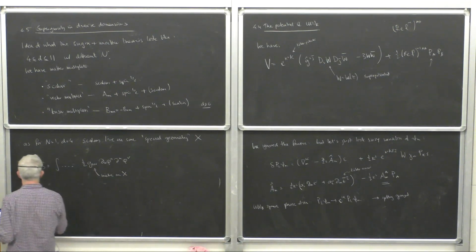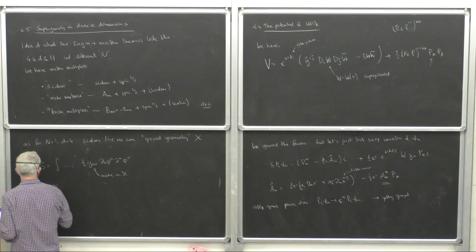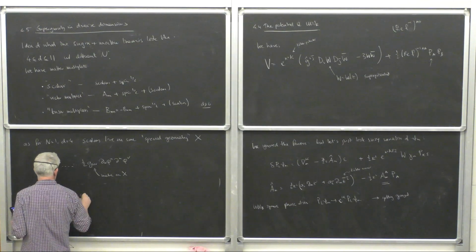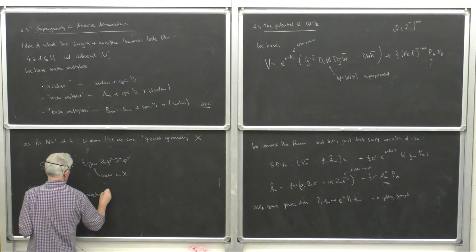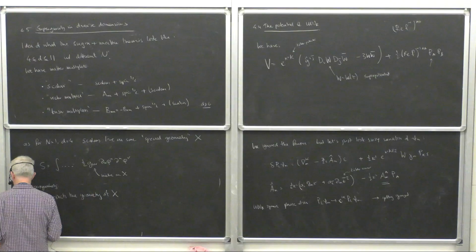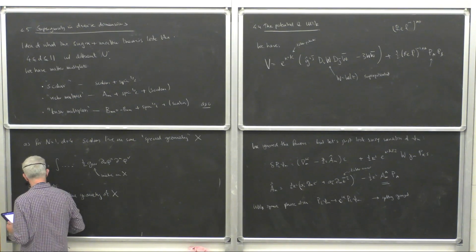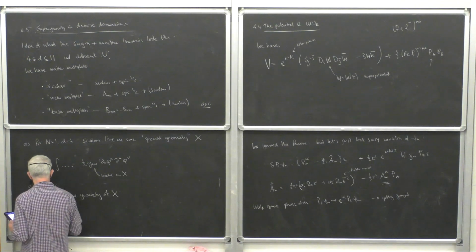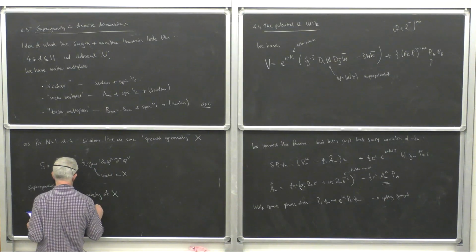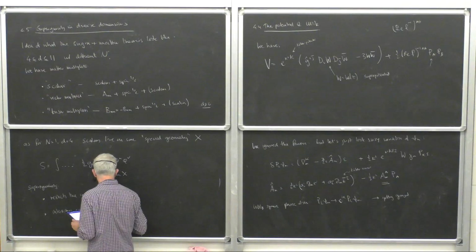So supersymmetry does 2 things. It restricts the geometry of X. And then also, interactions come from gauging isometries.